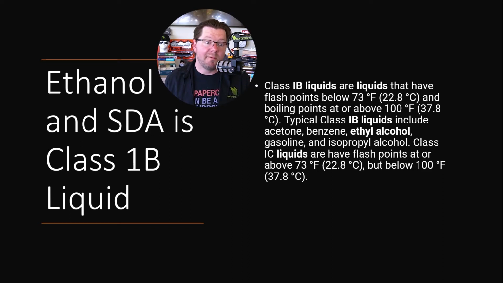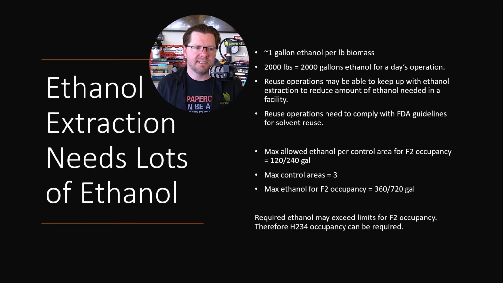You also need to know how much of that liquid is going to be in your facility. One thing that's absolutely true is that ethanol extraction needs lots of ethanol. Typically, you're looking at about a gallon of ethanol per pound of material. So if you're going to do 2,000 pounds per day, you're looking at approximately 2,000 gallons of ethanol for a day's operation.